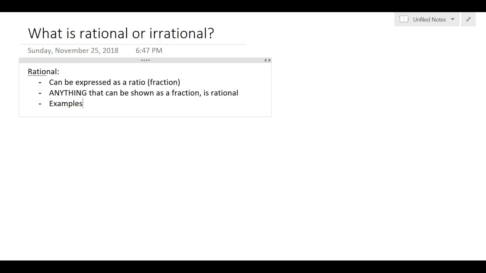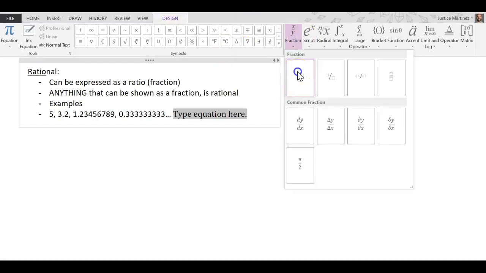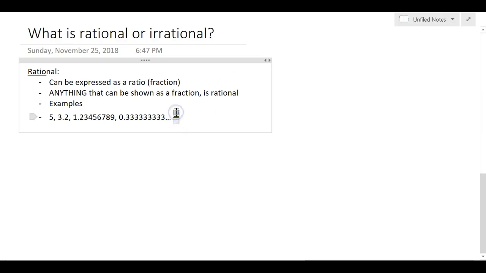So examples of this would obviously be 5, 3.2, 1.3, or 2.3456789, or 0.33333333 repeating. And you might be thinking to yourself, well, that doesn't seem rational. Well, remember that that can be shown as one-third. Therefore, it is rational.